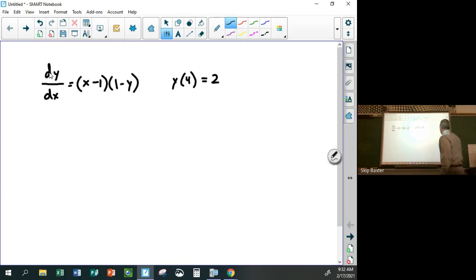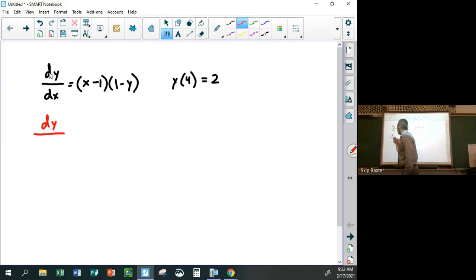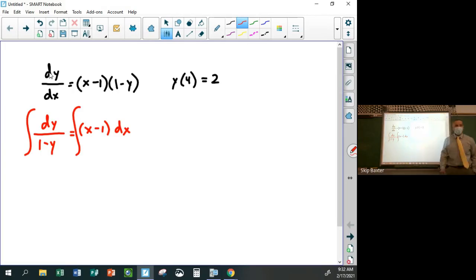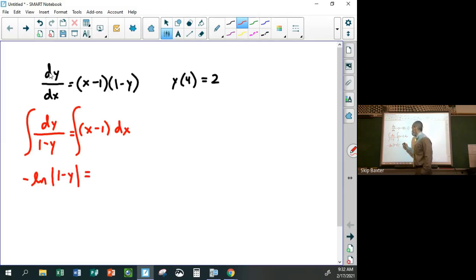Okay, so if you separate the variables here, you get dy over 1 minus y equals x minus 1 dx. Right? Then integrate. So on the left side, what do you get? I got negative ln absolute value of 1 minus y. Yeah. And on the right side, what do you get? x minus 1 squared over 2 plus c.